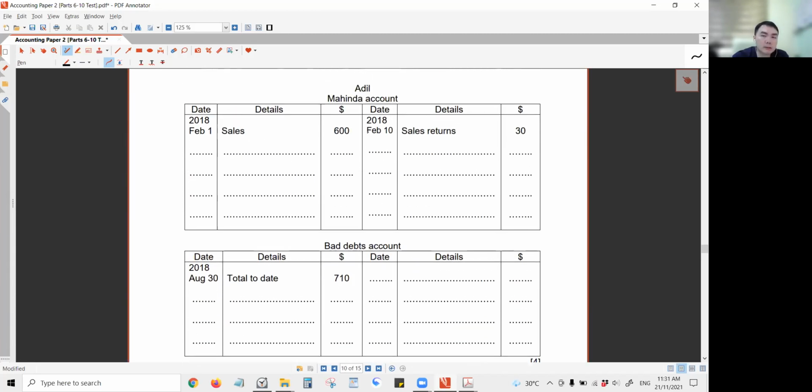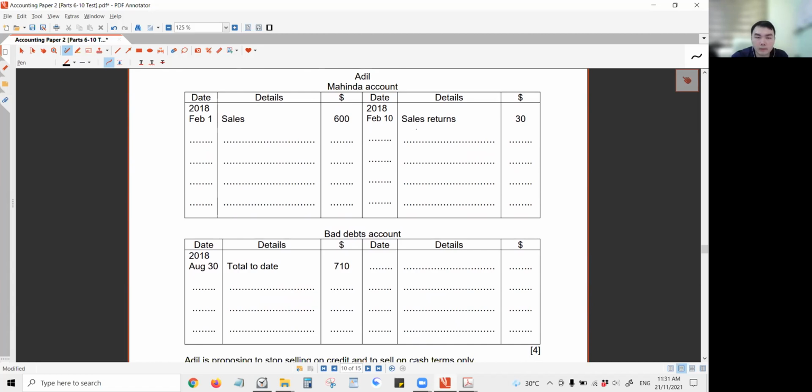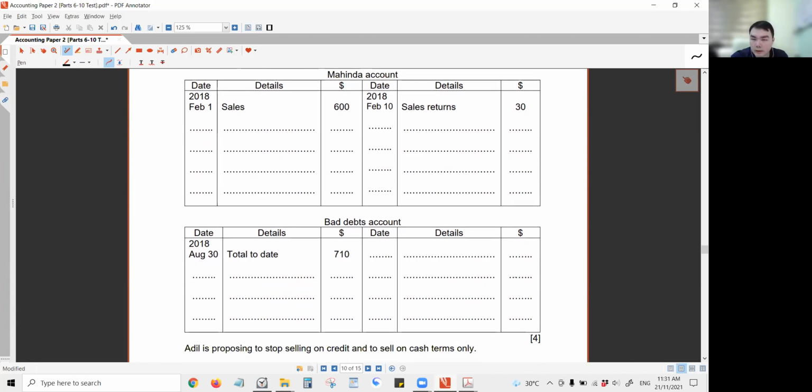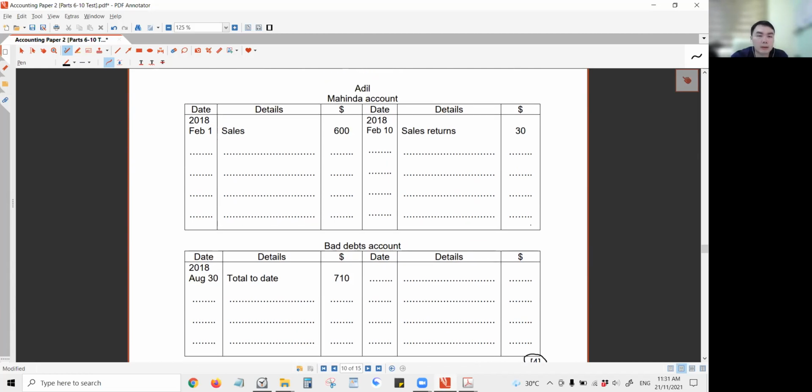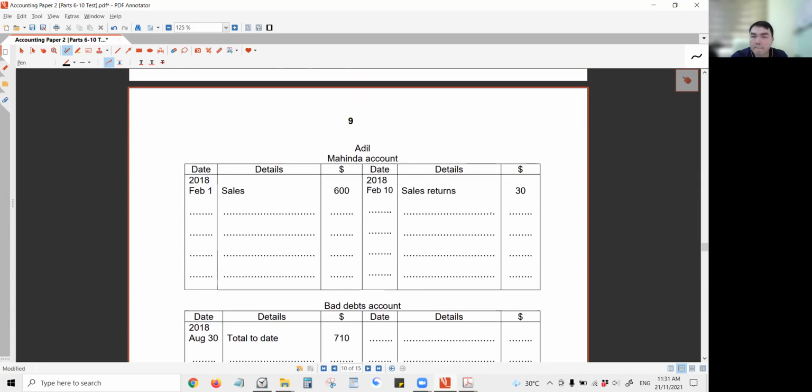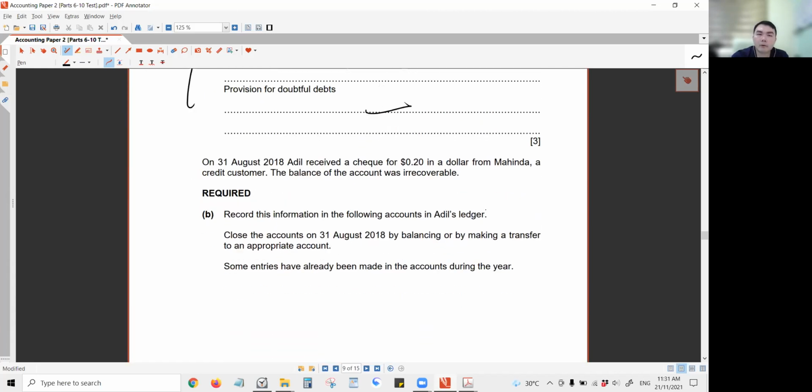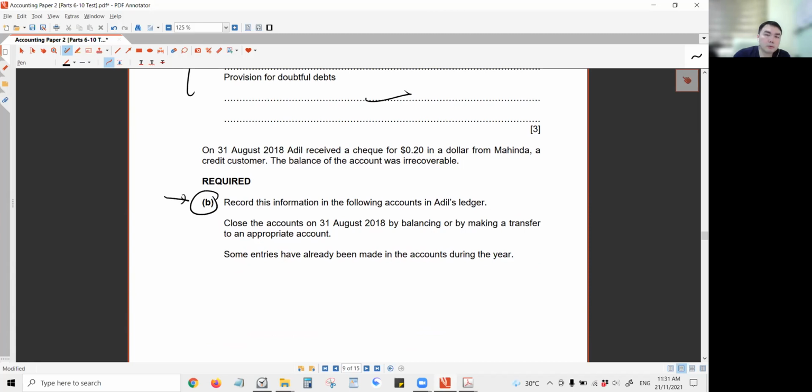Looks familiar. You did this before, but you don't have to go and look at the question you did with me. It is from the part 8, but let's discuss this again. We look at B. Record this information in the following accounts in Adil's ledger. So we are Adil in this question. Then close the accounts by balancing or by making a transfer.